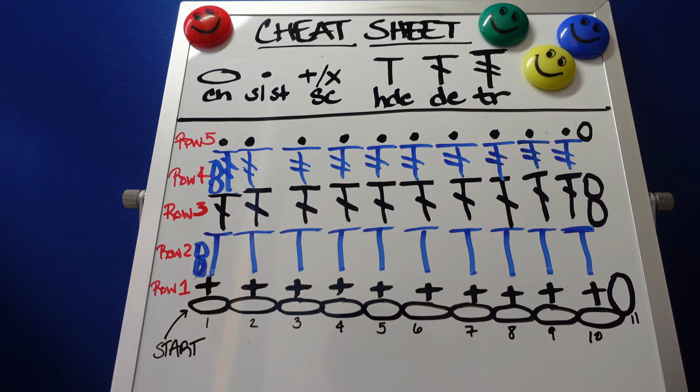And you'll notice that at the top I've included a little cheat sheet just to remind you of what each symbol means. I use the abbreviations so that you can get used to seeing those, and because it just takes up less room. So just remember that the oval shape stands for the chain stitch, the dot stands for the slip stitch, the plus or X, they both can stand for the single crochet. The T stands for the half double crochet, HDC. The T with 1 slash stands for the double crochet, DC. And the T with 2 slashes stands for the treble crochet.